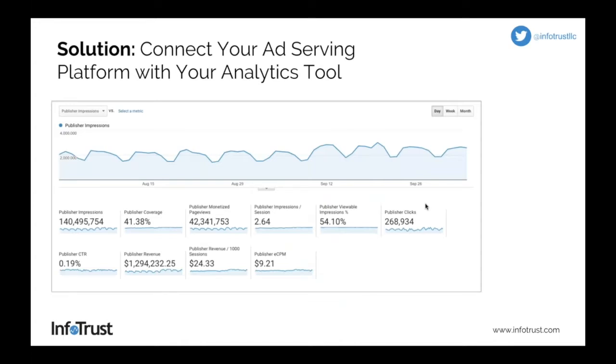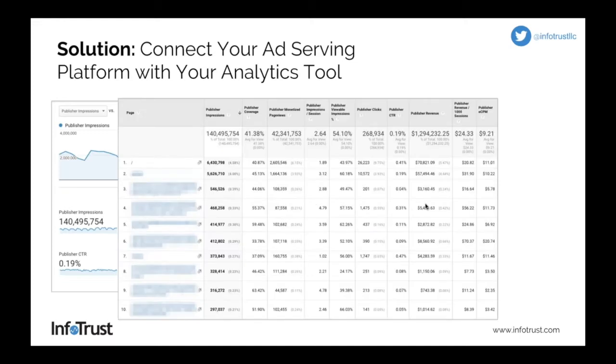So in this case, you can see this is a Google Analytics report, but it's actually pulling in DFP metrics to tell you in the aggregate, in this case just an overview report, what your publisher impressions are, so how many ad impressions you've had, your ad coverage, monetized page views, the number of clicks on those ads, click-through rate, revenue, and so on. This will give you a great high-level idea of how much we are actually generating on the site.